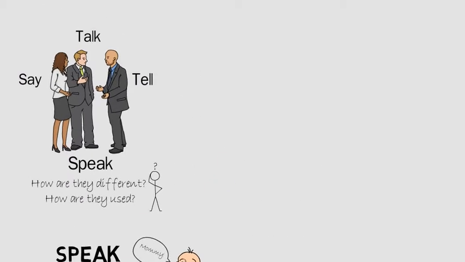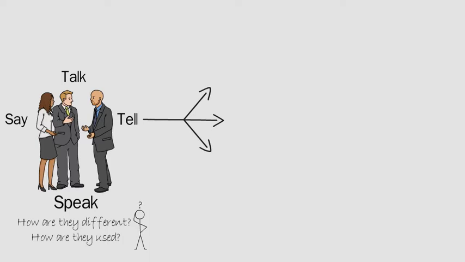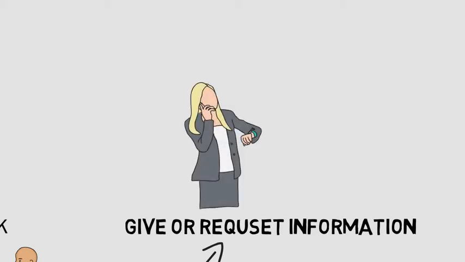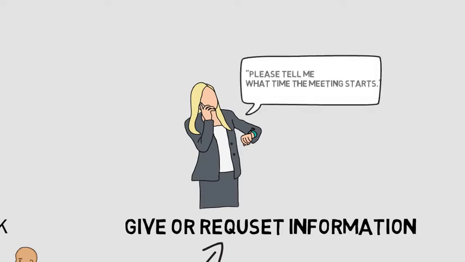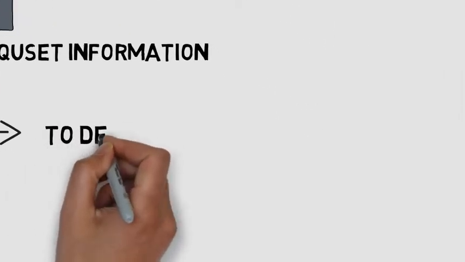Now let's move up and take a look at tell. How do we use tell? There are three different ways that we commonly use tell. One is to give or request information. So information is the key word. For example, you need the time. Please tell me what time the meeting starts. You are requesting information.